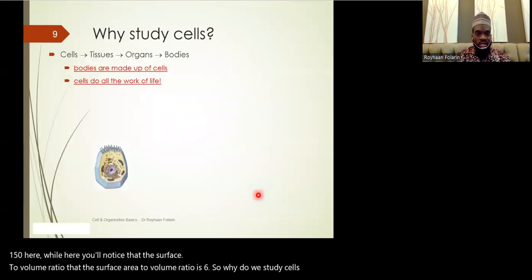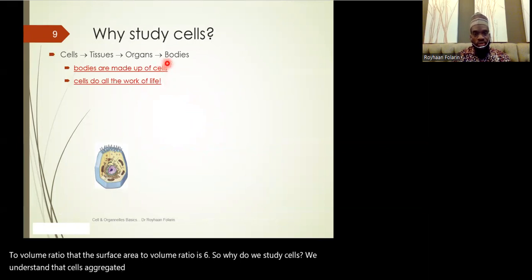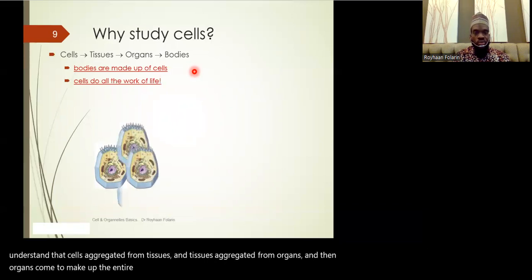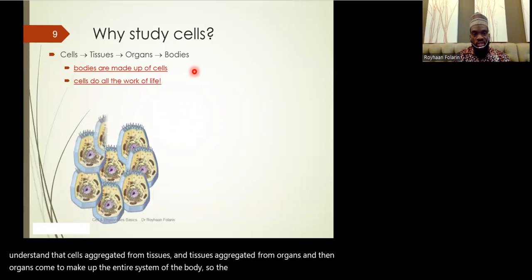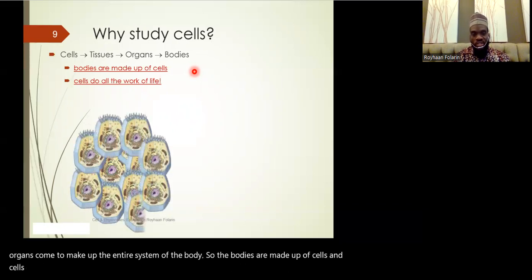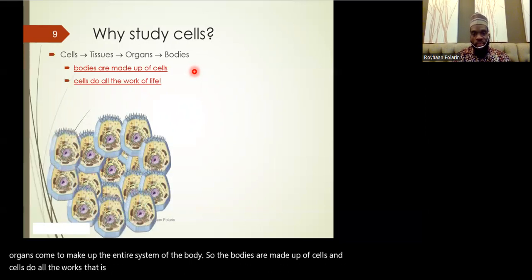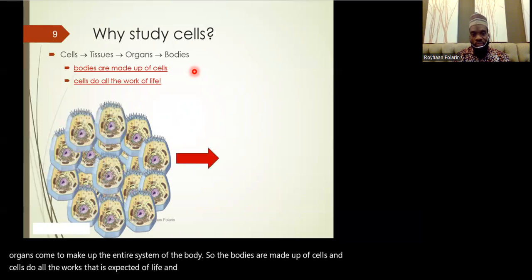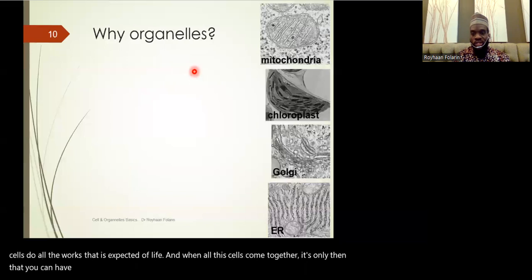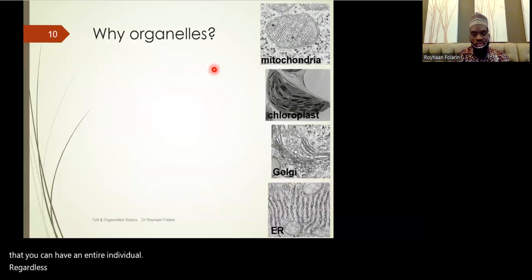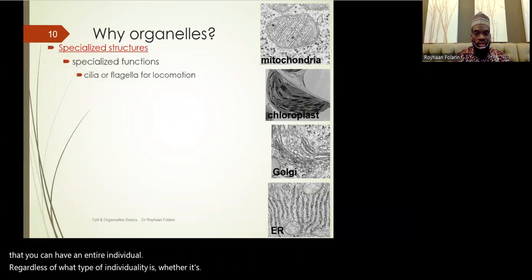So why do we study cells? We understand that cells aggregate to form tissues, and tissues aggregate to form organs, and then organs come to make up the entire system of the body. So the bodies are made up of cells, and cells do all the work that is expected of life. And when all these cells come together, it's only then that you can have an entire individual, regardless of what type of individual it is, whether it's a lower animal or a higher animal.